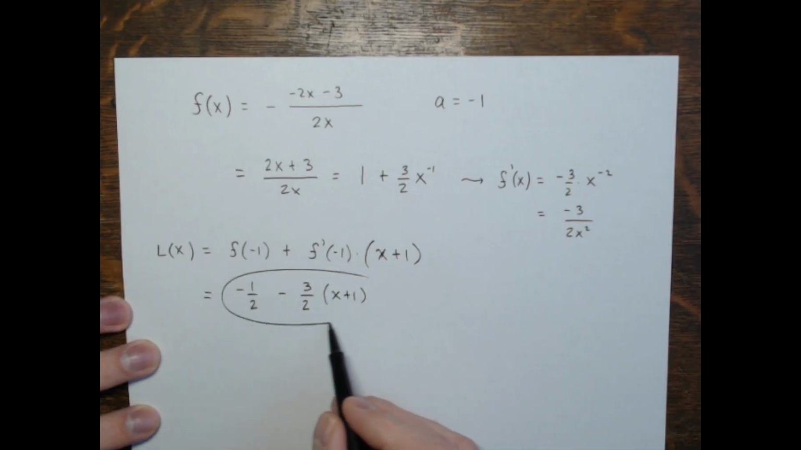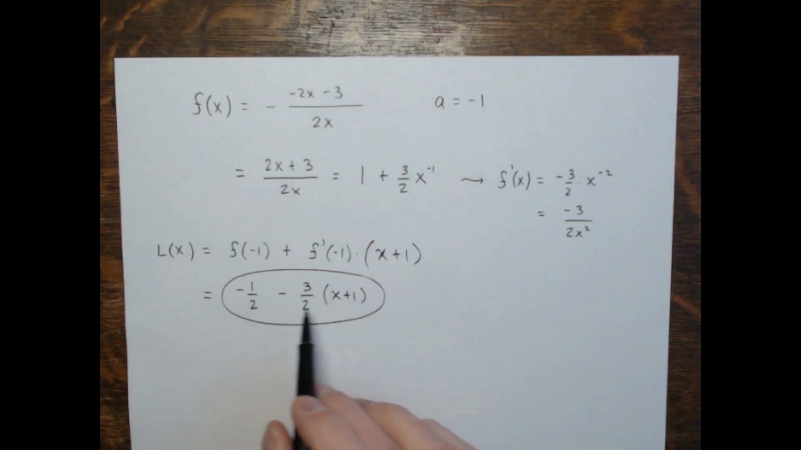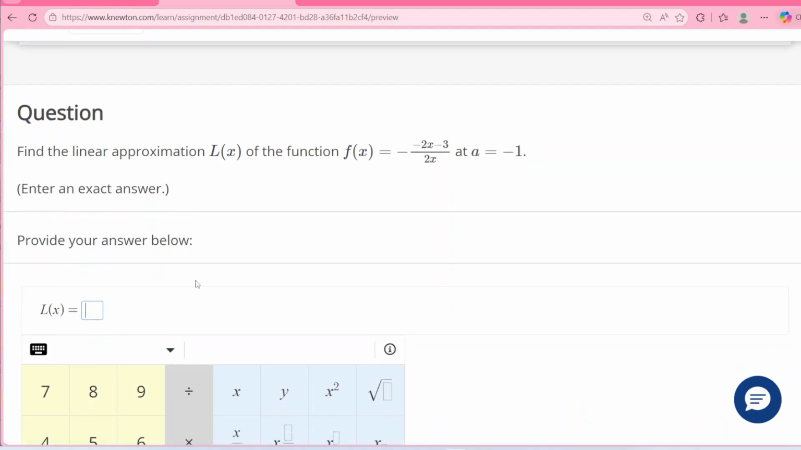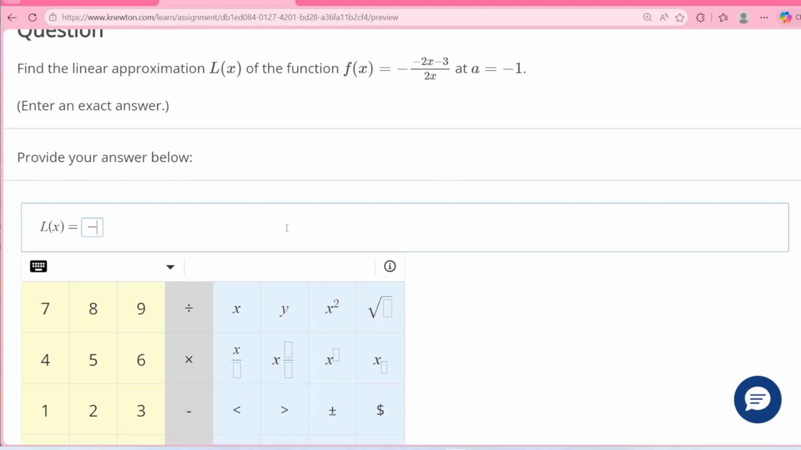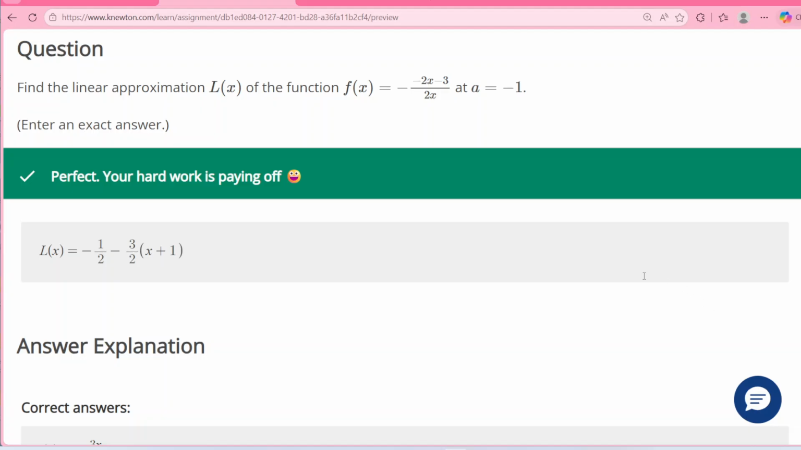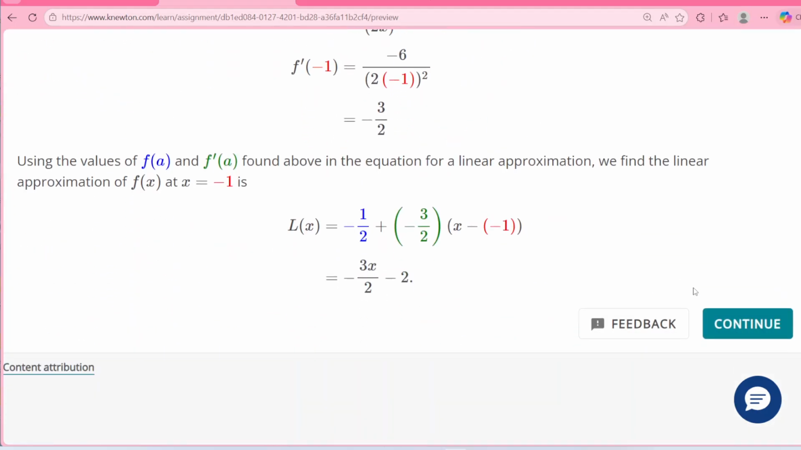And here we go. This is what I'm going to enter. Again, if you want to put this in slope-intercept form, you can. But there's a perfectly valid expression that would give me outputs on my tangent line to this original curve at negative 1. And hopefully I did the arithmetic correctly, unlike that one problem. So again, the value of f at negative 1 was negative 1/2. And then plus, the derivative at negative 1 was negative 3 halves times the quantity x minus negative 1, or x plus 1. That should be good.